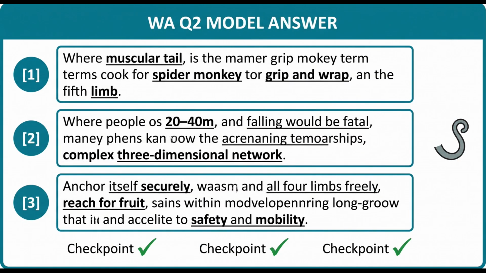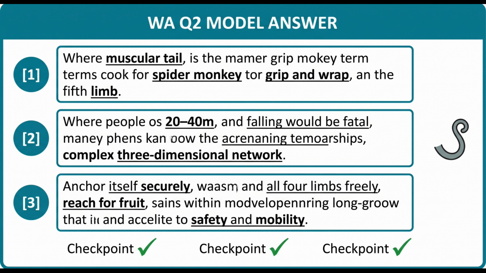Model answer for WA Question 2, using the prehensile tail. Mark 1. A prehensile tail is a long, muscular tail found in animals such as the spider monkey that can grip and wrap around tree branches, functioning as a 5th limb. Mark 2. Animals living in the canopy must move safely through a complex 3-dimensional network of branches at 20 to 40 meters. Falling from this height would be fatal. Mark 3. The prehensile tail allows the monkey to anchor itself securely to a branch while using all 4 limbs freely to reach for fruit, swing to the next branch, or carry offspring, greatly improving safety and mobility in the canopy.